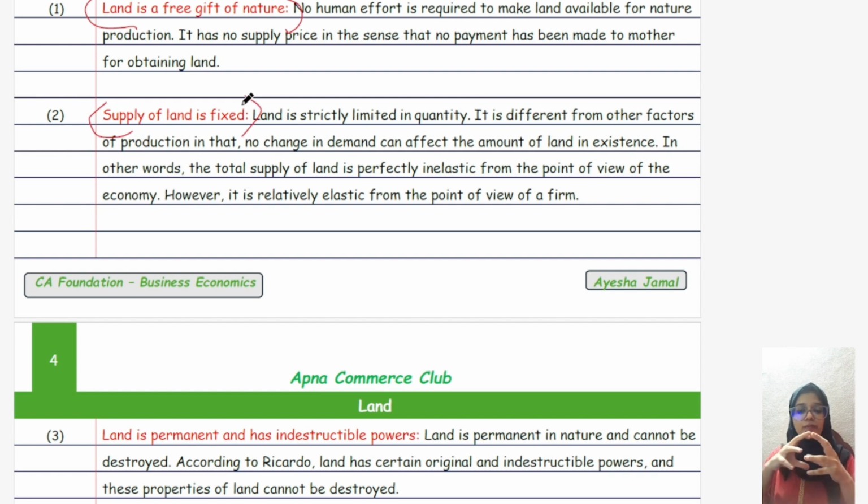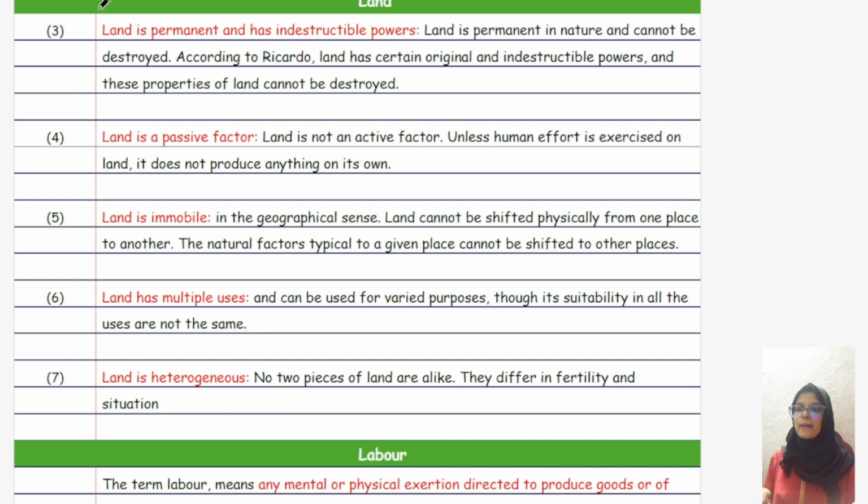That means the land is also fixed. So they're saying that supply of land is fixed. You cannot increase or decrease. And land is permanent and has indestructible powers. Land is permanent. Even if you want to destroy the land, how will you destroy the land? Even if you dig so much, you'll just find land, right? There's so much sand and soil will be there. So land is permanent and has indestructible powers.